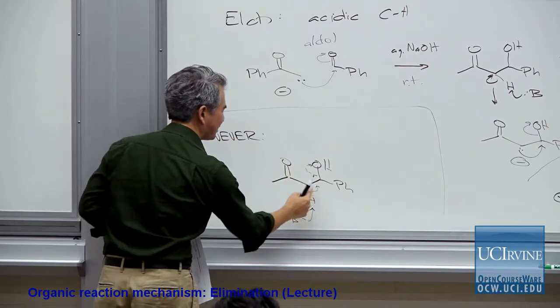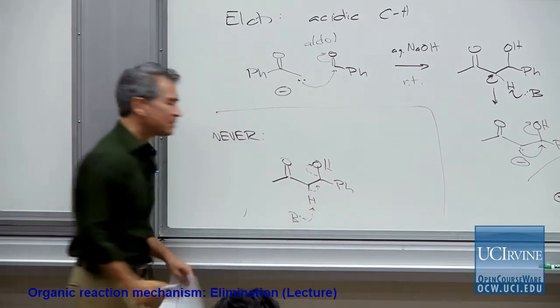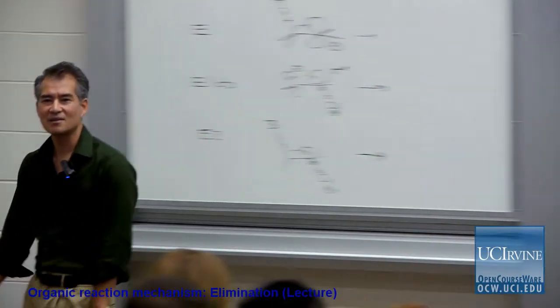I don't even want to draw regular arrows. I want to draw dashed arrows. Don't ever try to do this. That's an E2 elimination mechanism.